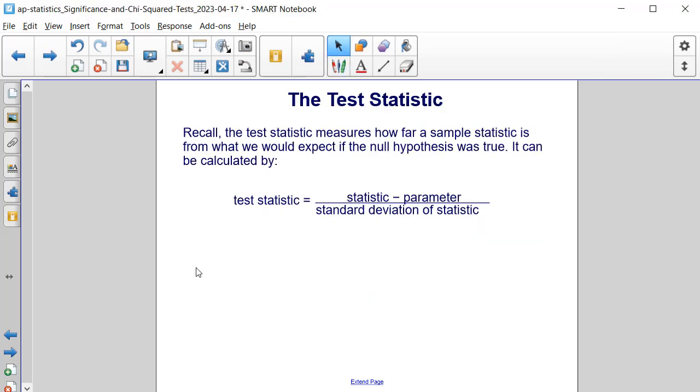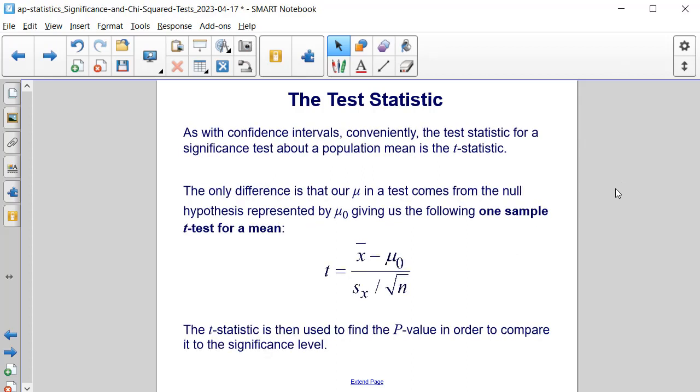Recall the test statistic measures how far a sample statistic is from what we would expect if the null hypothesis was true, and it can be calculated using this formula. The test statistic is equal to the statistic minus the parameter, all divided by the standard deviation of the statistic. As with confidence intervals, conveniently, the test statistic for a significance test about a population mean is the t-statistic. The only difference is that our mu in a test comes from the null hypothesis, represented by mu sub 0, giving us the following one-sample t-test for a mean.